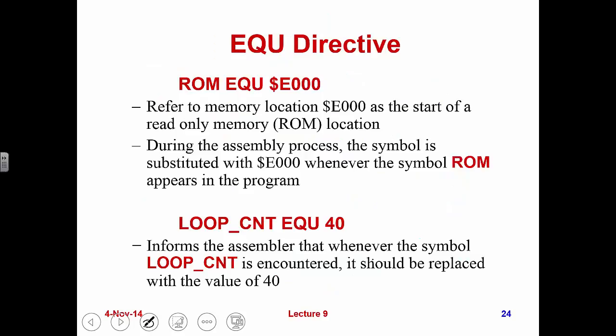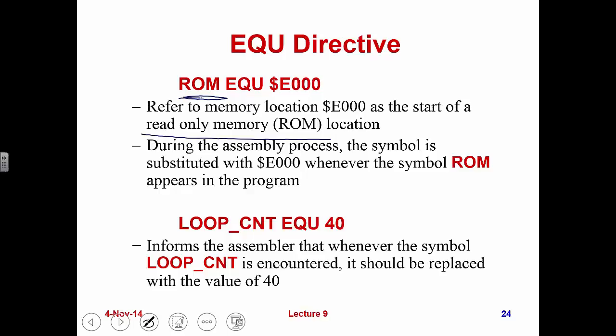So here I give some more explanations. The first one refers to memory location E000 as the start of read-only memory. Of course you don't have to define it to be ROM. You can define something else. The name here is only a label. Then in the rest of the program, whenever ROM appears in your program, it will be replaced by E000.